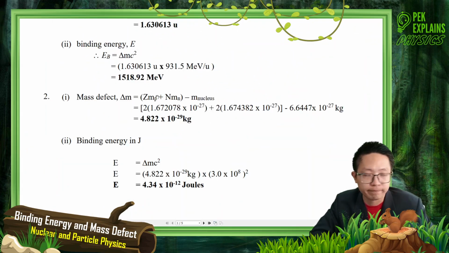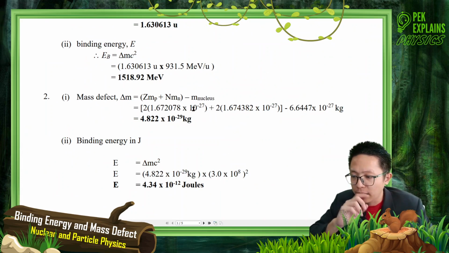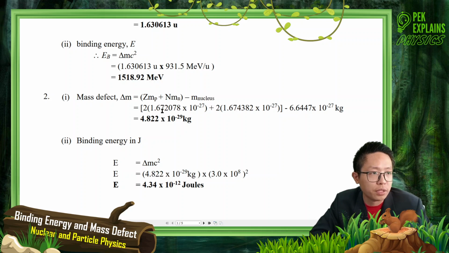You see here. Do you see the mass of proton given? He used 1.672078. So accurate.